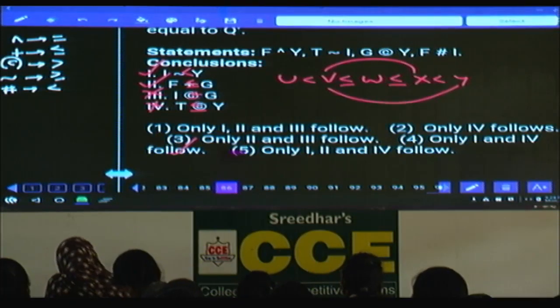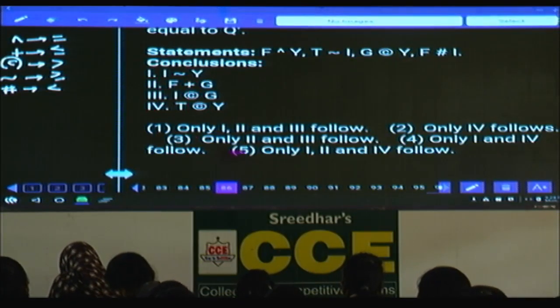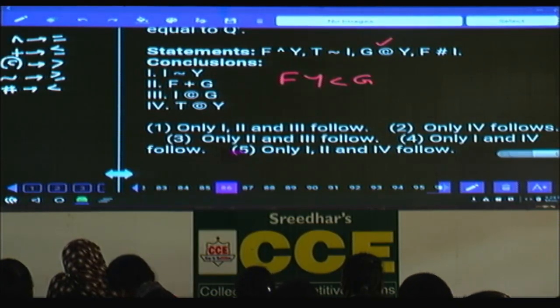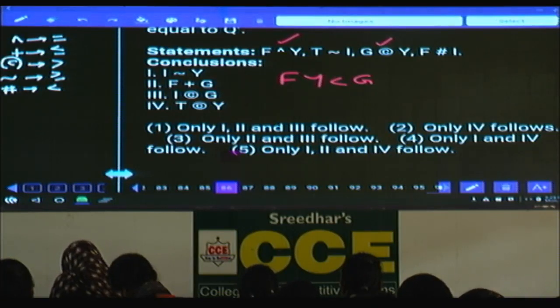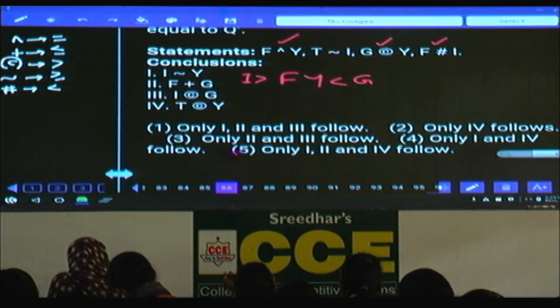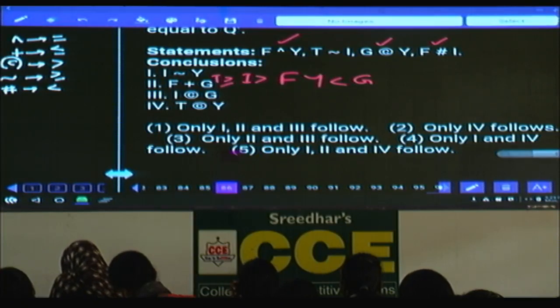Then coming down to question number 86. In this 86, F equals to Y, and G copyright Y. Copyright means G greater than Y, that is Y lesser than G. Next, F hash I, and T hash I. Hash stands for F lesser than I, and I greater than F. T greater than or equals to I. So T greater than or equals to I, greater than F, equals to Y, lesser than G.